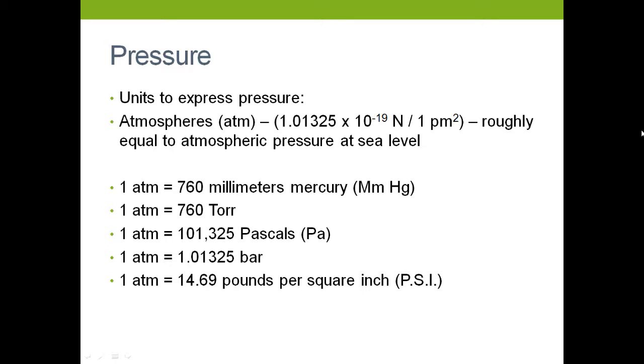There are various units used to express pressure. One unit is atmospheres, ATM. 1.01325 times 10 to the minus 19 newtons per 1 square picometer, which is roughly equal to the atmospheric pressure at sea level. Another unit is millimeters of mercury. There are 760 millimeters of mercury in 1 atmosphere. There are also 760 torr in 1 atmosphere.